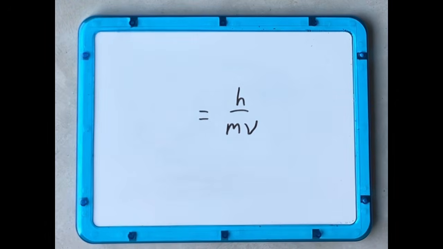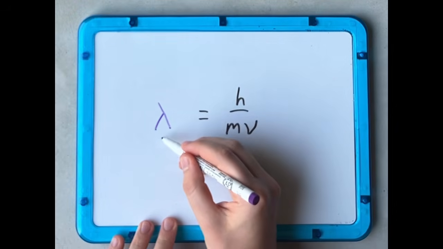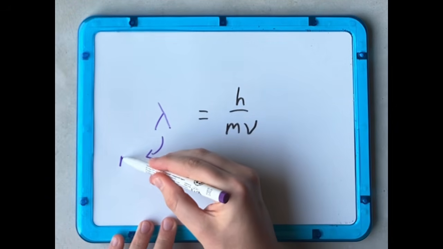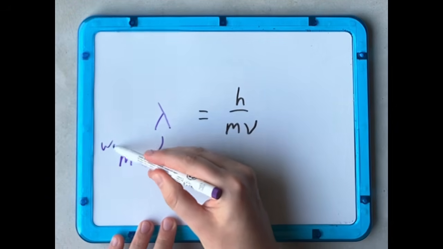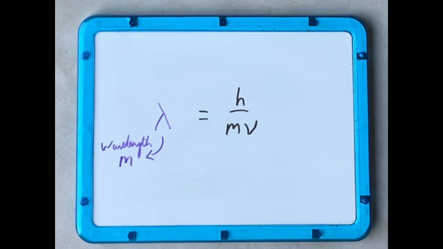Starting on the left-hand side, we have the Greek letter lambda. This stands for wavelength, measured in meters as it is the SI unit of length. Wavelength is often given in nanometers, so watch out for that conversion. This particular wavelength is called the de Broglie wavelength, or sometimes the associated wavelength.